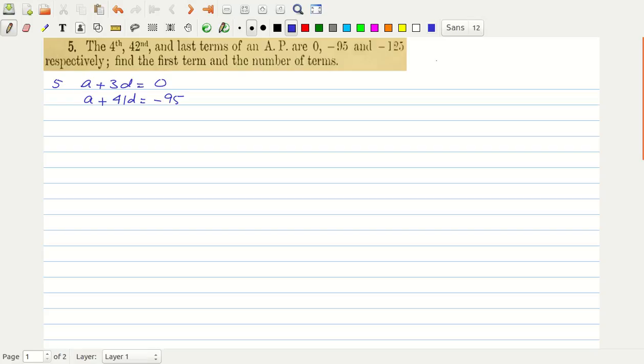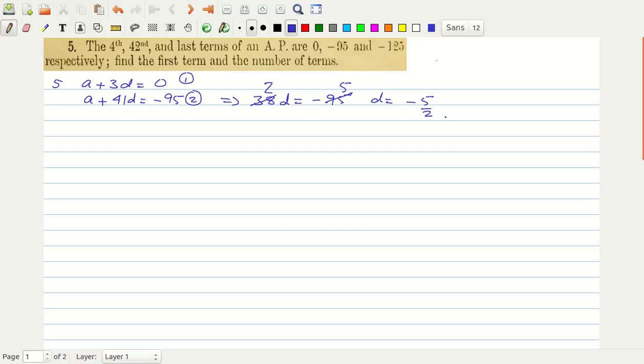Okay, let us subtract equation number 1 from equation number 2. This is equation number 1, this is equation number 2. Let us subtract 1 from 2. So this implies that 41 minus 3 is equal to 38d, and minus 95 minus 0 becomes minus 95. So d is equal to, we can see that 19 times 2 is 38 and 19 times 5 is 95. So d is equal to minus 5 by 2, right.